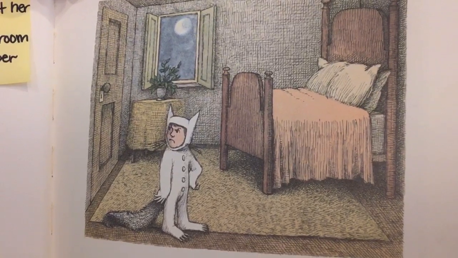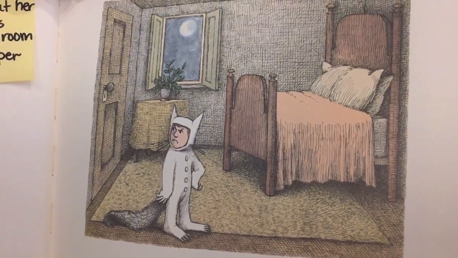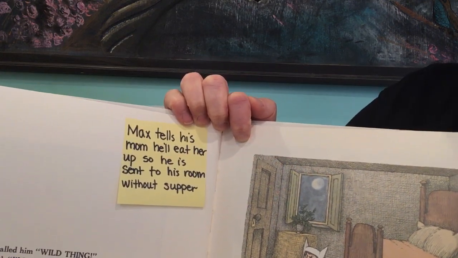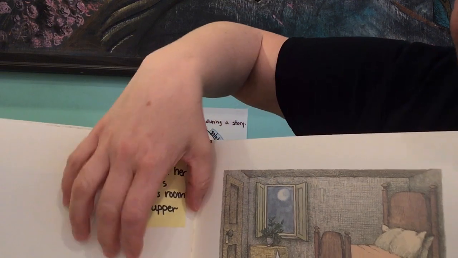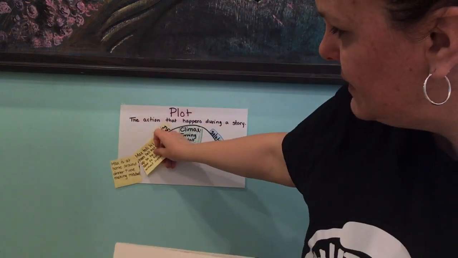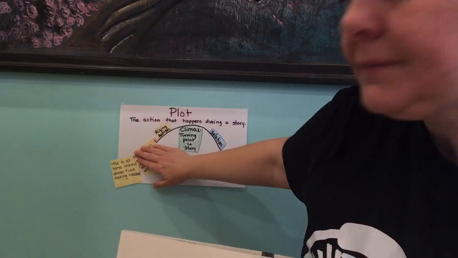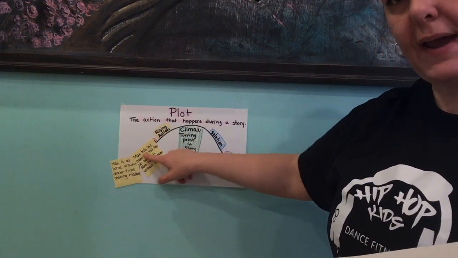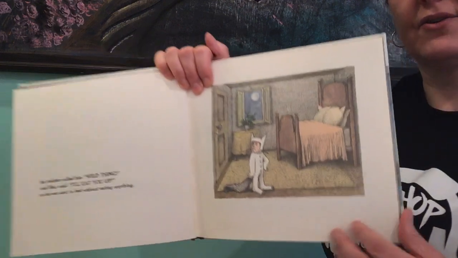And look at that face. It doesn't look very happy, does it? And that right there is our problem. Max tells his mom he'll eat her up, so he is sent to his room without supper. That is our problem. So we're going to put that right there. See, already, just in the first little bit, we have the basics of our story.